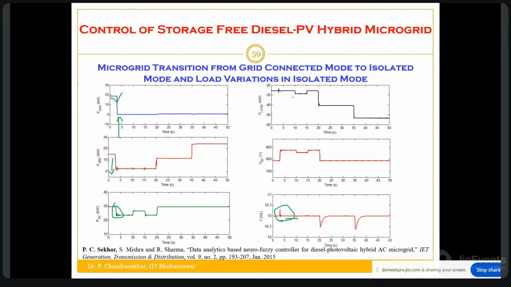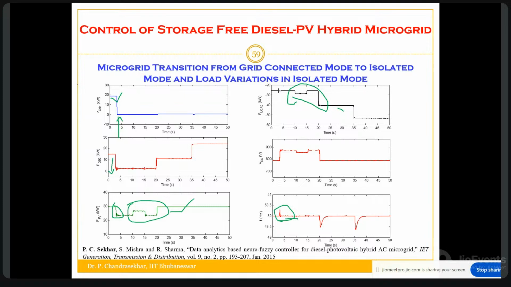So if the load is increasing, as you can see it here, our first choice is PV power. We have to increase the output of the PV generator. For further increase, the PV generation has exhausted. It has reached the maximum possible value.